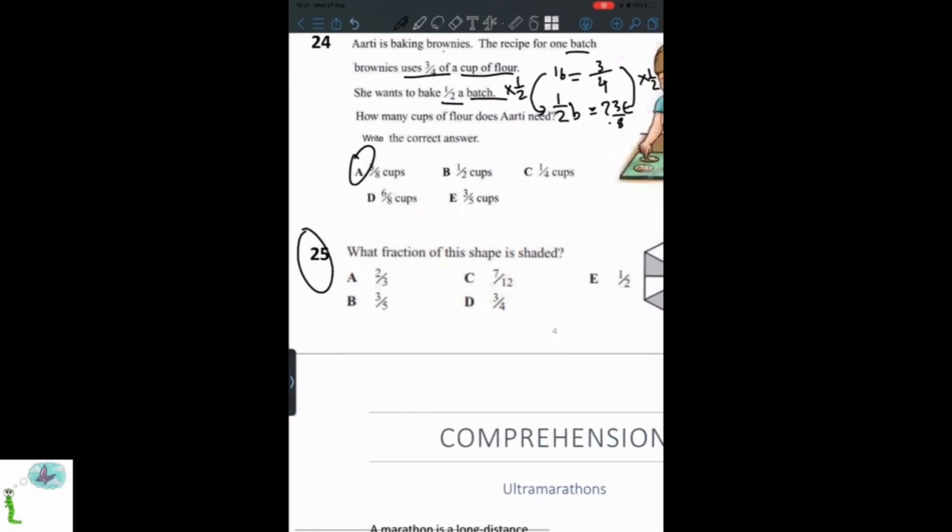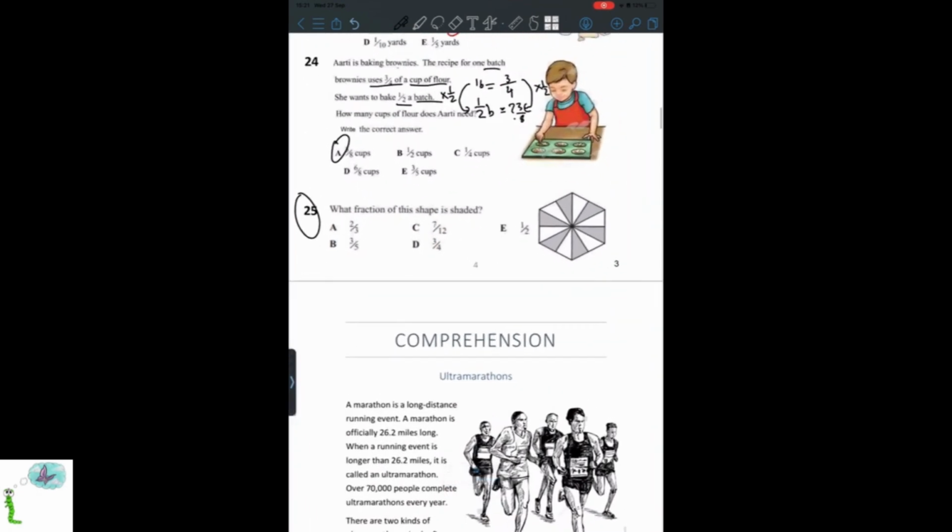Question 25, the final question. What fraction of this shape is shaded? Count the number of overall. So it's going to be 1, 2, 3, 4, 5, 6, 7, 8, 9, 10, 11, 12, and there is only 6 of them shaded, so 6 over 12. Simplify that, and you're going to get 3 over 6, which simplifies to 1 over 2. So your answer is E.